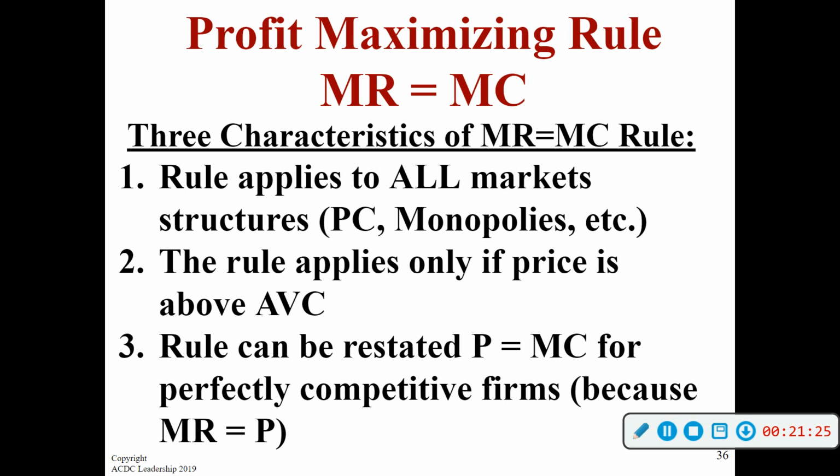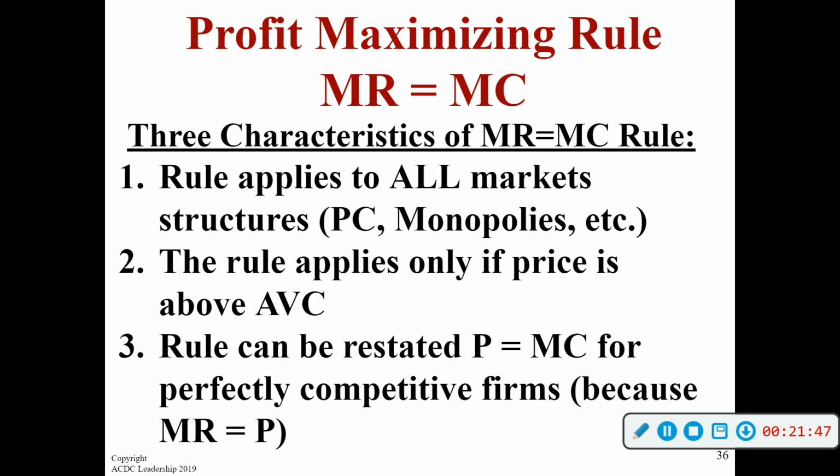So just different things about MR equals MC. It applies to all markets, and that's why I say it's always the first thing you're going to do. No matter which of the 4 market structures you're working with, you have to find MR equals MC first. Draw that line straight through your graph. The rule applies only if the price is above the average variable cost, because if not, the firm's going to be in shutdown.